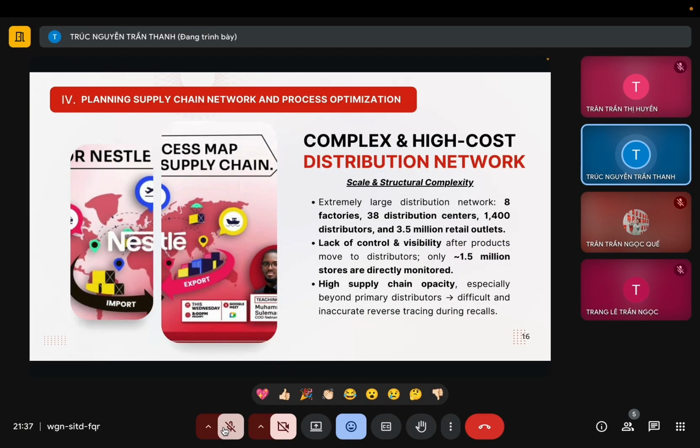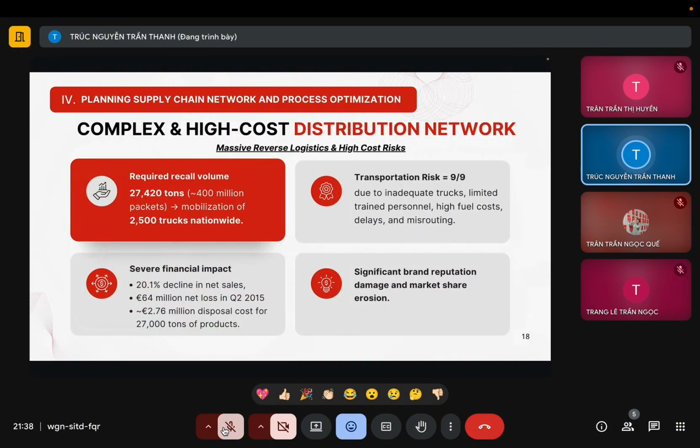With the framework of this one, we have the figures of the report, and this leads to a lack of control and visibility. Only 1.5 million stores are directly monitored, and the supply chains are physically difficult, with inaccurate reverse tracing during recall. So with this domestic reverse logistics and high cost, it leads to significant brand reputation damage and market share erosion.